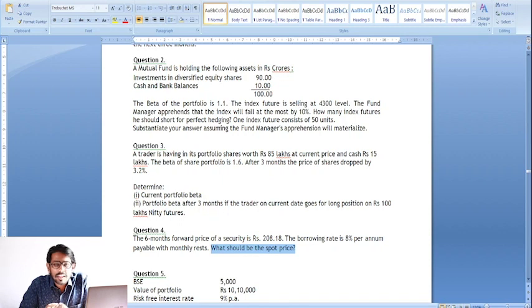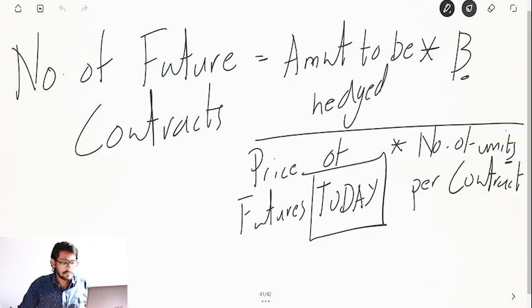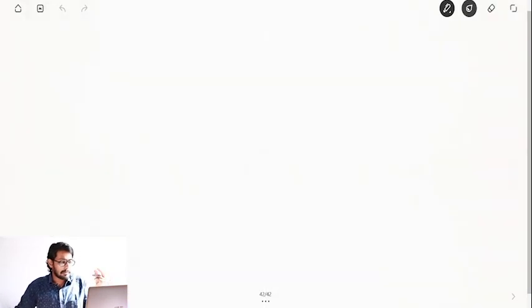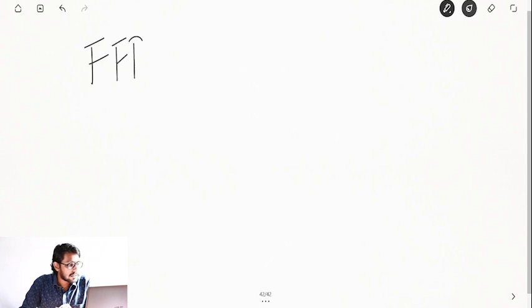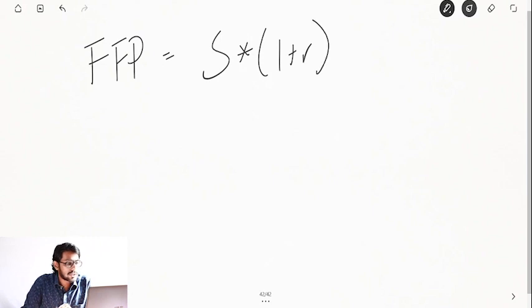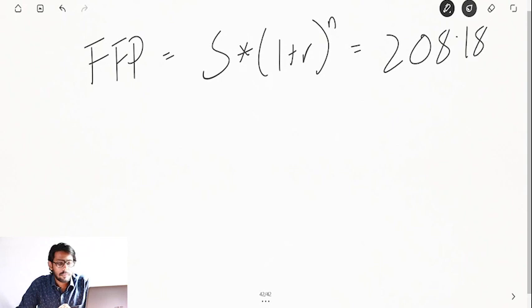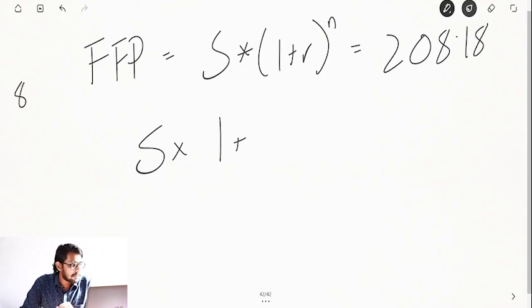Please take 5 minutes of your time, very quickly find out what is the spot price. They are giving you the future price or rather the forward price. Find out the spot price. Pause very quickly, do it. Done. Back. Okay. Chalo. So you know FFP is equal to spot price into 1 plus R raised to N. That's equal to 208.18. Spot price into 1 plus, okay, 8% per annum.